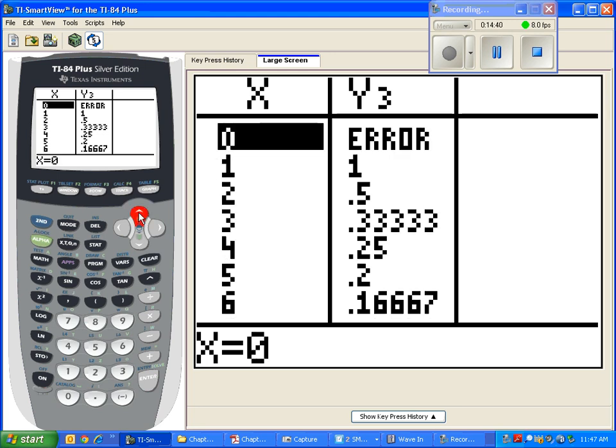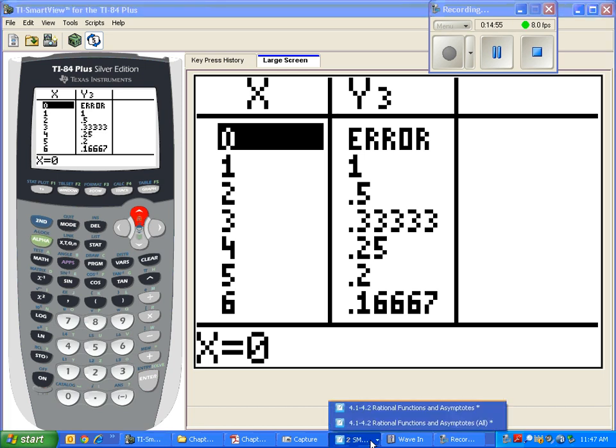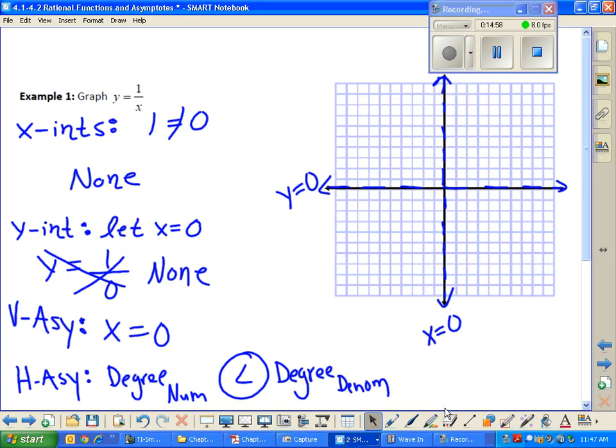You see how you can't plot 0? You get an error there? That's your vertical asymptote. That's a shortcut also for finding your vertical asymptote. If you look for where your y value is an error, that's the vertical asymptote. So you see that x can't be 0. So you grab some points off of your table of values or off of your graph, and you plot them.